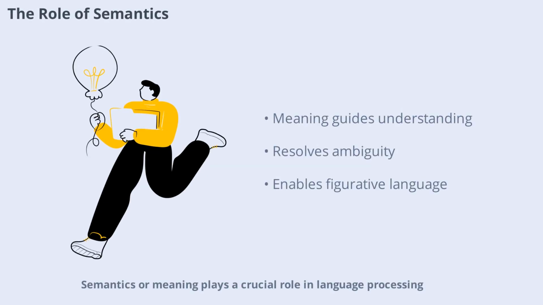Semantics or meaning plays a crucial role in language processing. Our brains constantly match words and sentences to their meanings, drawing on our knowledge of the world. Semantic processing helps us resolve ambiguities and understand figurative language, jokes, and metaphors. Without a strong grasp of semantics, communication would be full of misunderstandings and confusion.